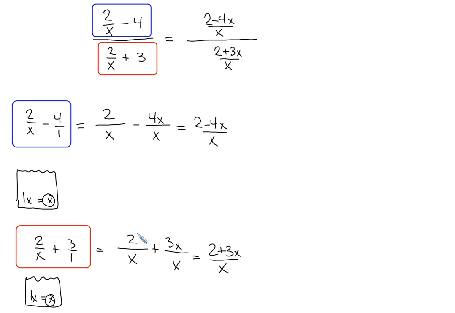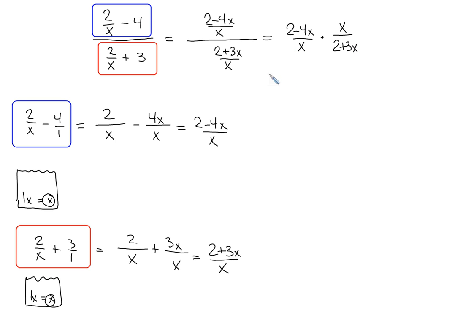Is everyone with me? So I made the top into one fraction by itself. I made the bottom into one fraction by itself. Did I work with both of those at the same time? No, one at a time. Don't try and do too much at once. You'll get yourself lost. Now what do I do instead of dividing by fractions? Reciprocal of which one? The bottom one. Good. So 2 minus 4x over x times x over 2 plus 3x.